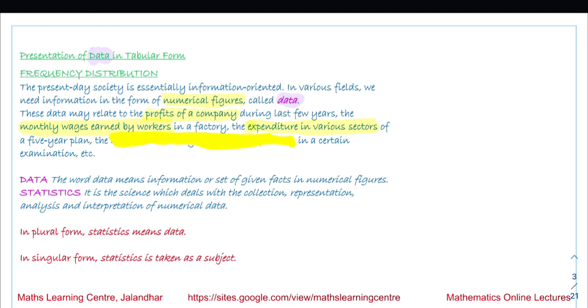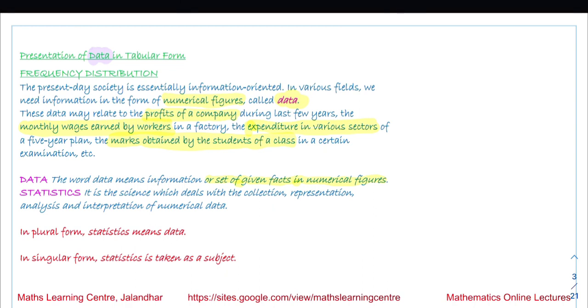So all these values are numerical values we can collect, and we require some information, and that information is in the form of numerical figures, and these numerical figures are called data. So the exact definition is, the word data means information or set of given facts in numerical figures. That is data. Next is statistics.